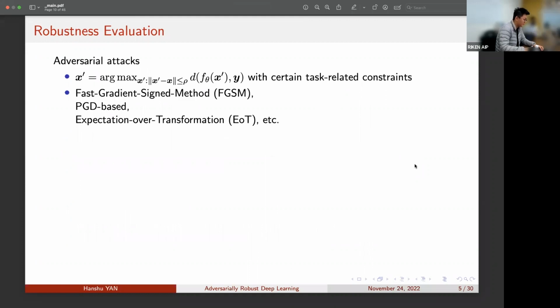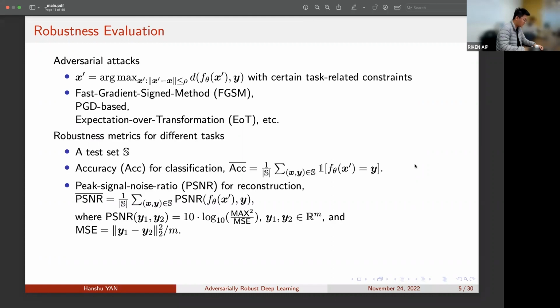So how can we evaluate the adversarial robustness? Of course, we need to solve or approximately solve the optimization problem, and we can use gradient-based methods like FGSM or PGD. If the model involves some random modules, we can also use the expectation over transformation technique to approximately solve the attack problem. On different tasks, the robustness metric will be different. For example, for classification, we can use the classification accuracy on the perturbed data as the metric for robustness.